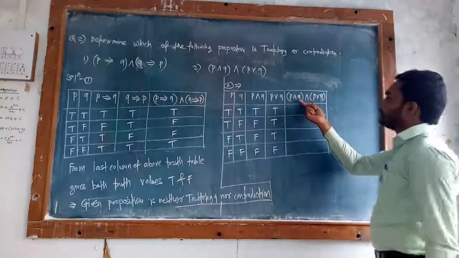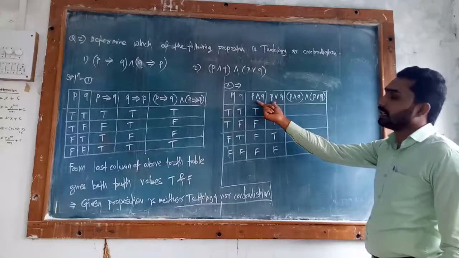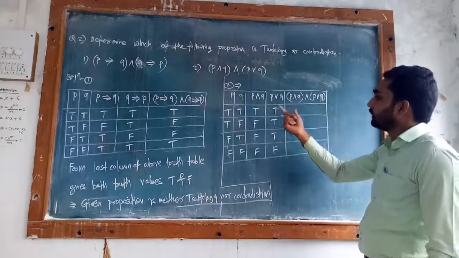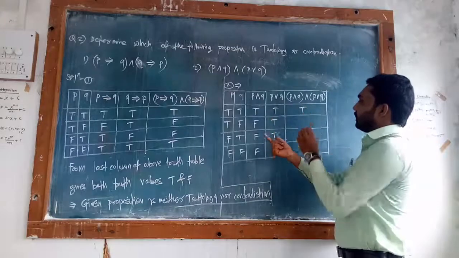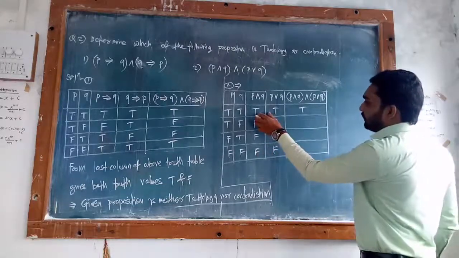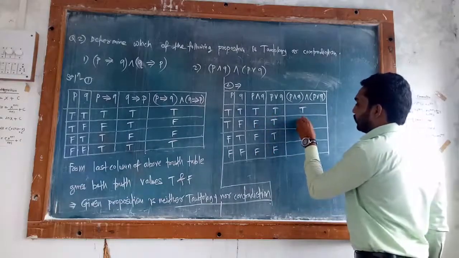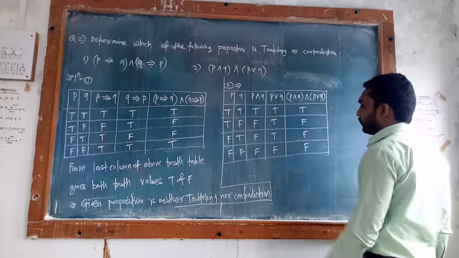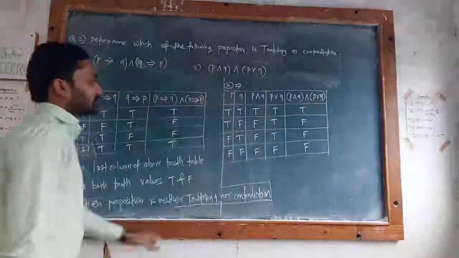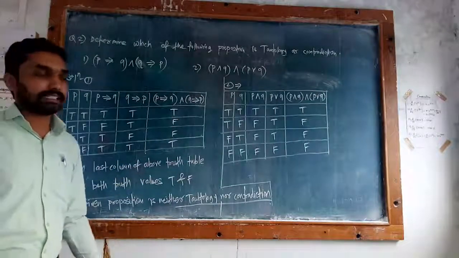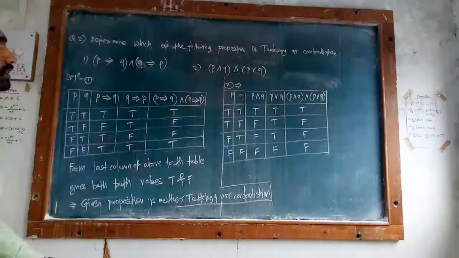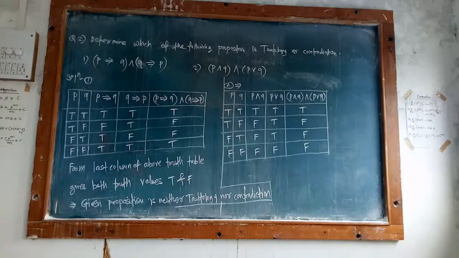Now the next column: we take AND between the third and fourth columns. In the conjunction statement, if both values are T, the result value becomes T. In the remaining cases, its value becomes F. From the last column of the truth table, containing both truth values T and F, the given statement is neither a tautology nor a contradiction. So it is a contingency statement, right?